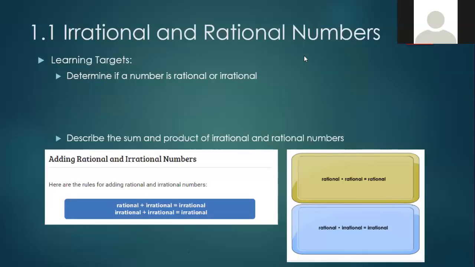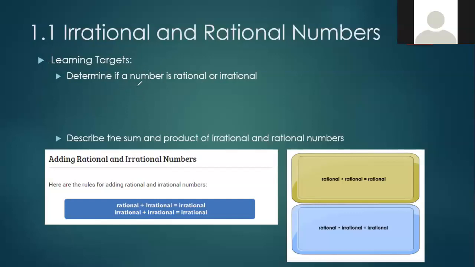Here was the important information covered in 1.1. So the big learning targets: that you can determine if a number is rational or irrational. So look back at your notes that you have on that right now. And then the other big idea from that was that you can describe the sum and product of rational and irrational numbers. All right, so let's review real quick here.